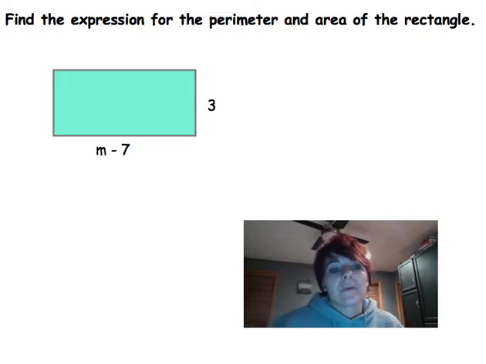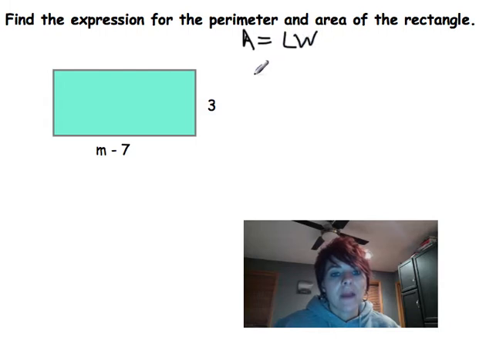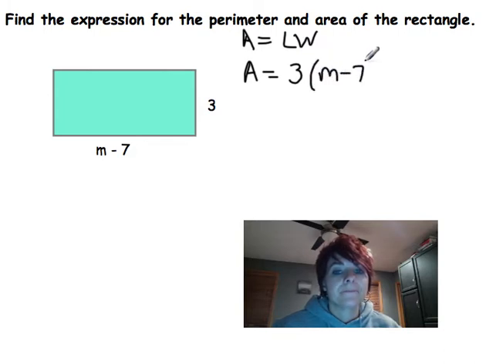So here's the deal. In your notes, we left off where we have to find the expression for the perimeter and area of the rectangle. So let's take this rectangle. Remember that area is length times width. So if I want to find the area of this rectangle, I'm going to take the length times the width. In this case, I'm going to do the 3 first because it's smaller, and then I have to multiply that by the m minus 7.